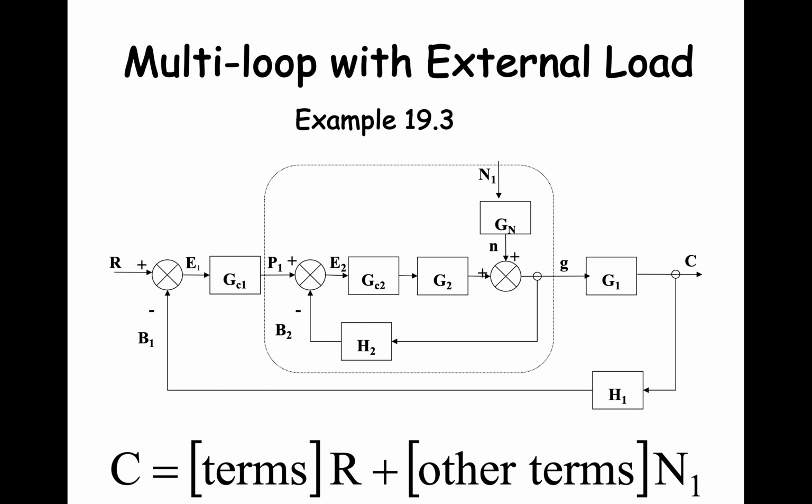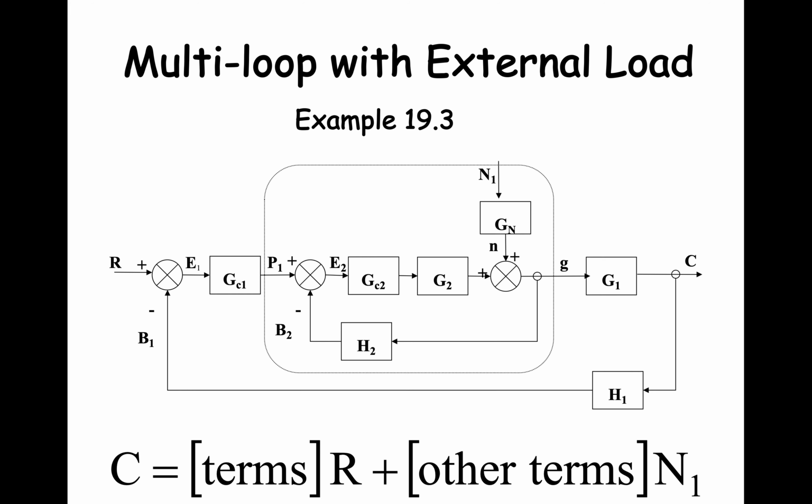Here is a multi-loop process with an external load N. The inner loop includes GC2, G2, and H2. The outer loop has G1, H1, and GC1. We will not be able to write this solution as a transfer function of C over R because this process has two inputs. So we will end up with a Laplace domain expression C equals some terms times the input R and some other terms times the input N1.